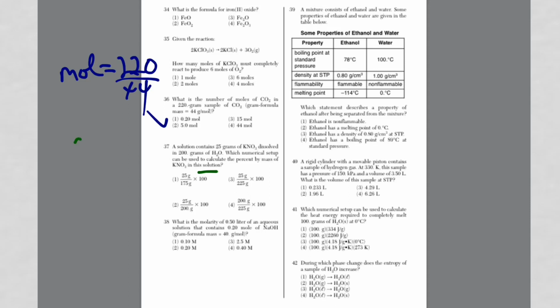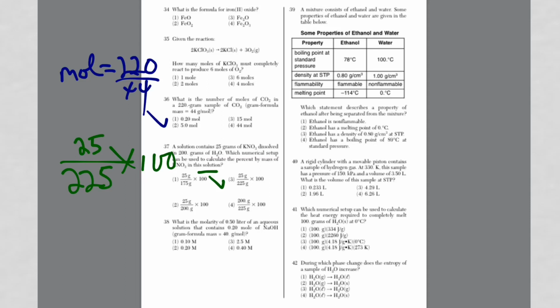It's 25, which is your solute, which is your part, over solution. Remember, solution is solute plus solvent. So it's not 25 divided by 200 times 100. It's 25 divided by 200 plus 225, or 225 times 100. So that answer is here in choice 3. Because remember, a solution has 2 parts, the solute plus the solvent.